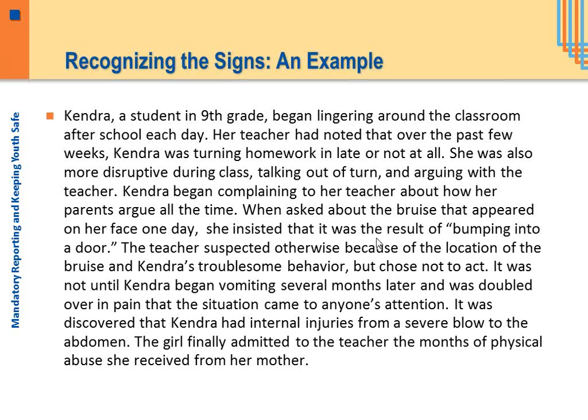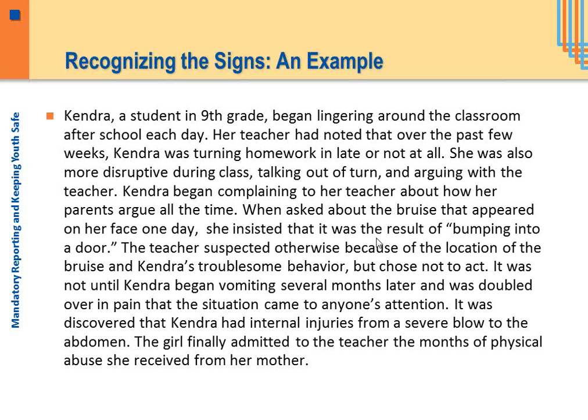And it was discovered at that time that Kendra had internal injuries from a severe blow to the abdomen. The girl finally admitted to the teacher the months of physical abuse she had received from her mother. So abuse situations similar to Kendra's happen to adolescents for a variety of reasons. And in Kendra's home, adolescence, with her emerging sexuality, started to cause problems.